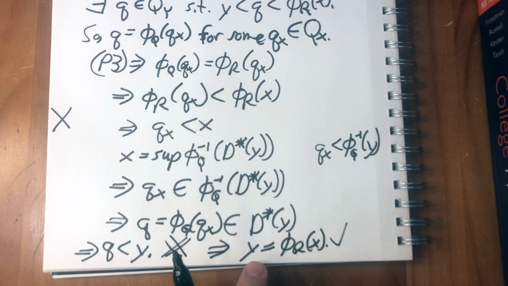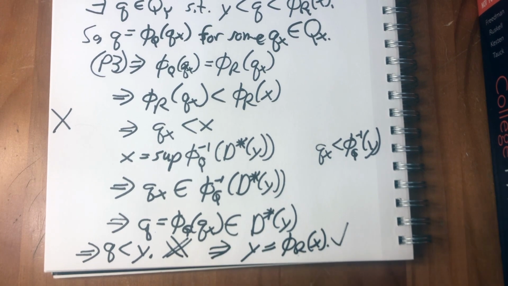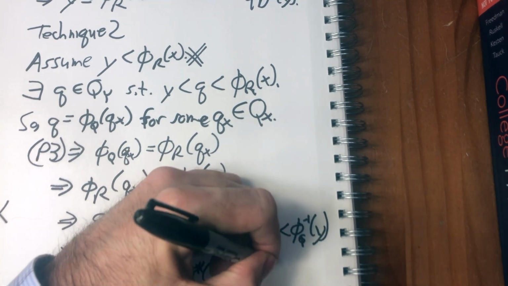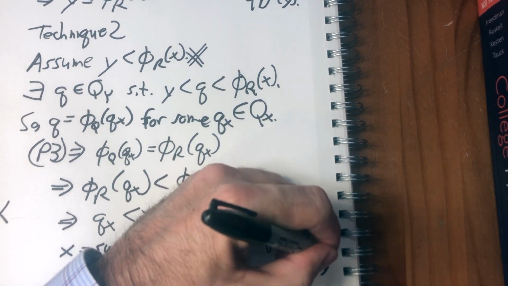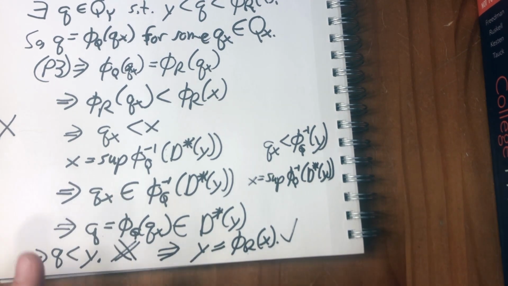So what we just showed is that phi r is indeed onto, because for any arbitrary element of y, there exists an x such that phi r of x equals y. That means that phi r is onto. And namely, that x is the supremum of phi q inverse of d star y. You apply phi r to this, and you get y. So phi r is onto. So that's it. We've shown that phi r is well-defined. We showed that it's order-preserving. We showed that it's one-to-one. And now we showed that it's onto.